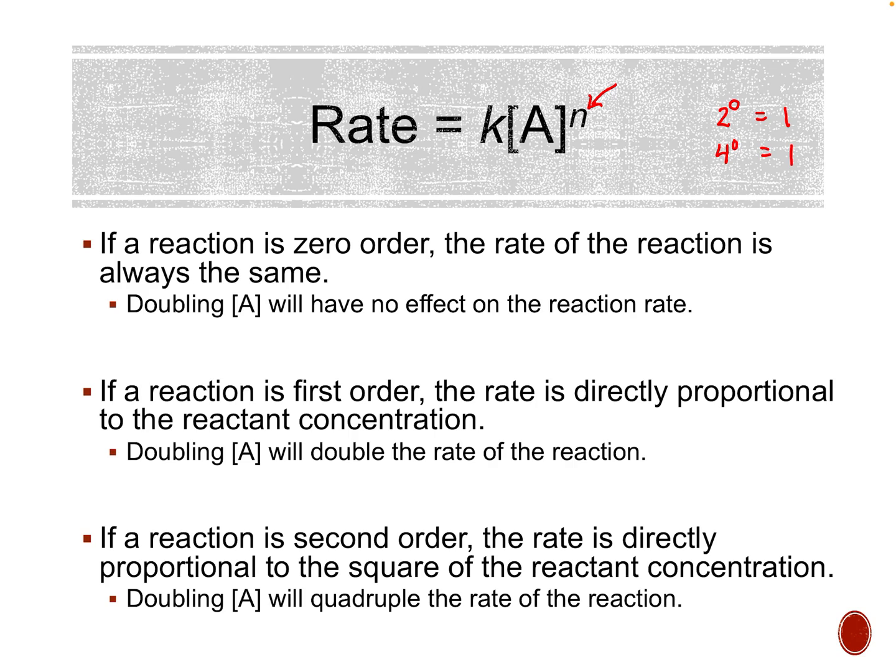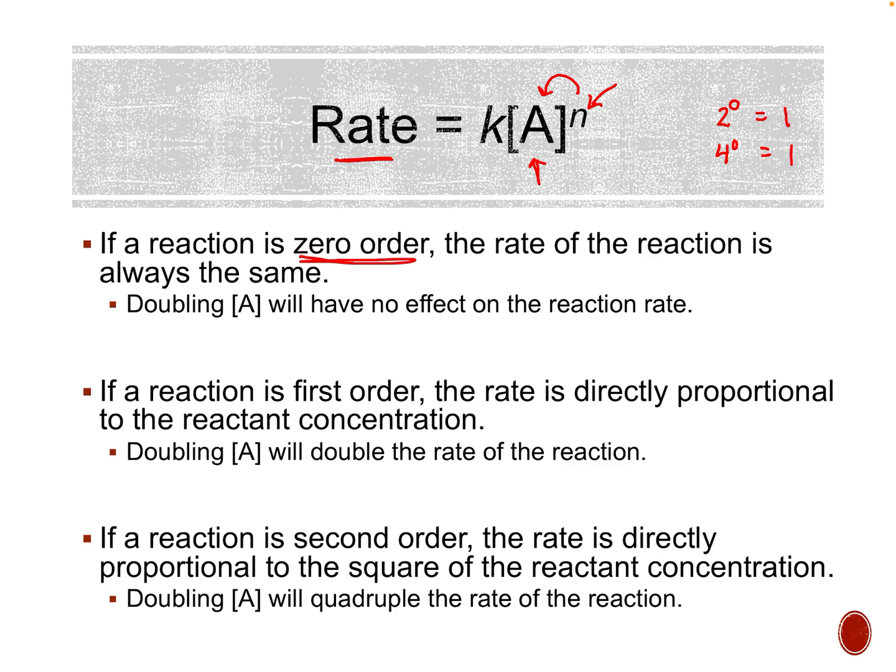So if our reaction, if our number here is 0, then that means that this is a 1. So our rate is never going to change no matter what our concentration is. The rate will stay the same. So let's say we doubled our concentration of A. Well, the rate will stay the same. If we tripled our concentration of A, our rate will stay the same. It doesn't matter what we do to A, our rate will stay the same because it's not dependent on this particular reactant. So if it's 0 order, then changing the concentration will have absolutely no effect whatsoever.